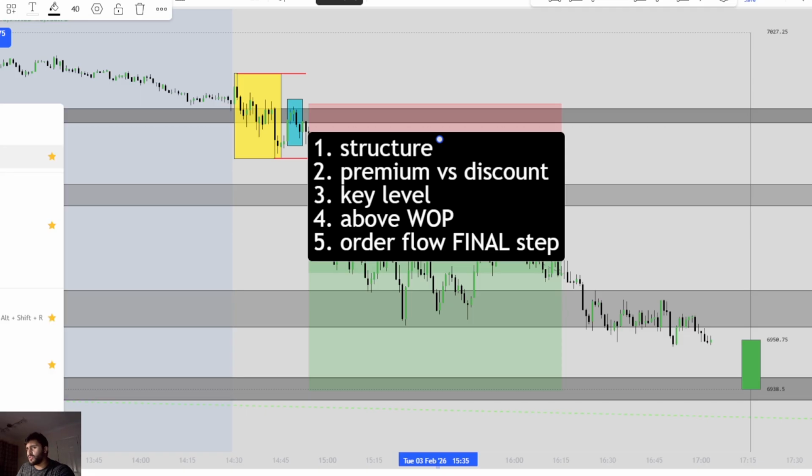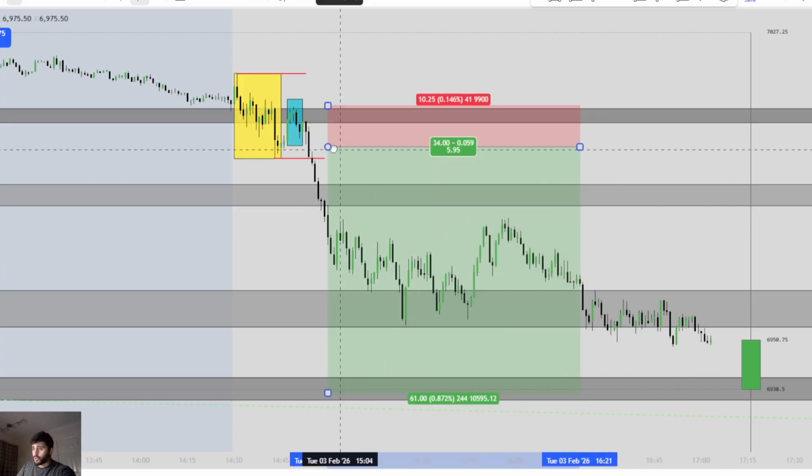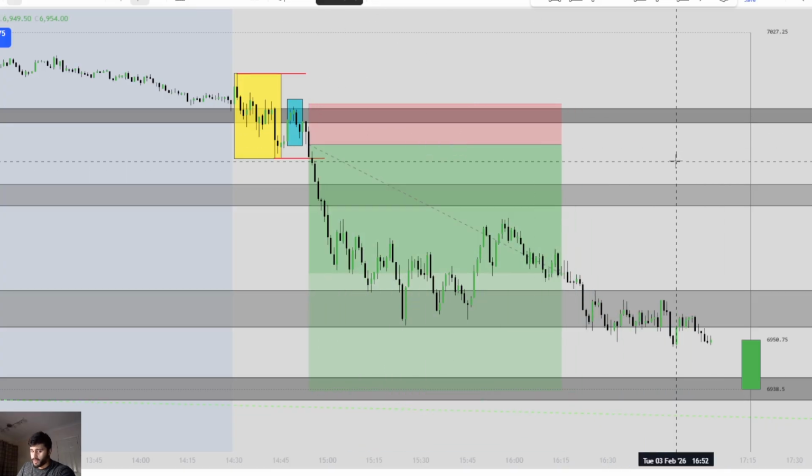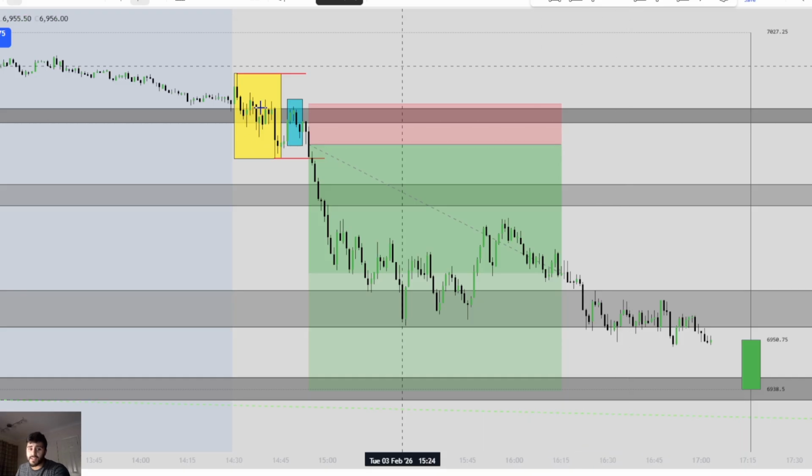So once you have your basic market structure highs and lows, once you identify you're in premium, once you're above the weekly opening price at a key level, and you have order flow backing your trades up, that's basically how to short, right? That is literally what you want to do if you want to take a short trade, right? So everything we've covered today is from higher time frame bias down to daily time frame direction.